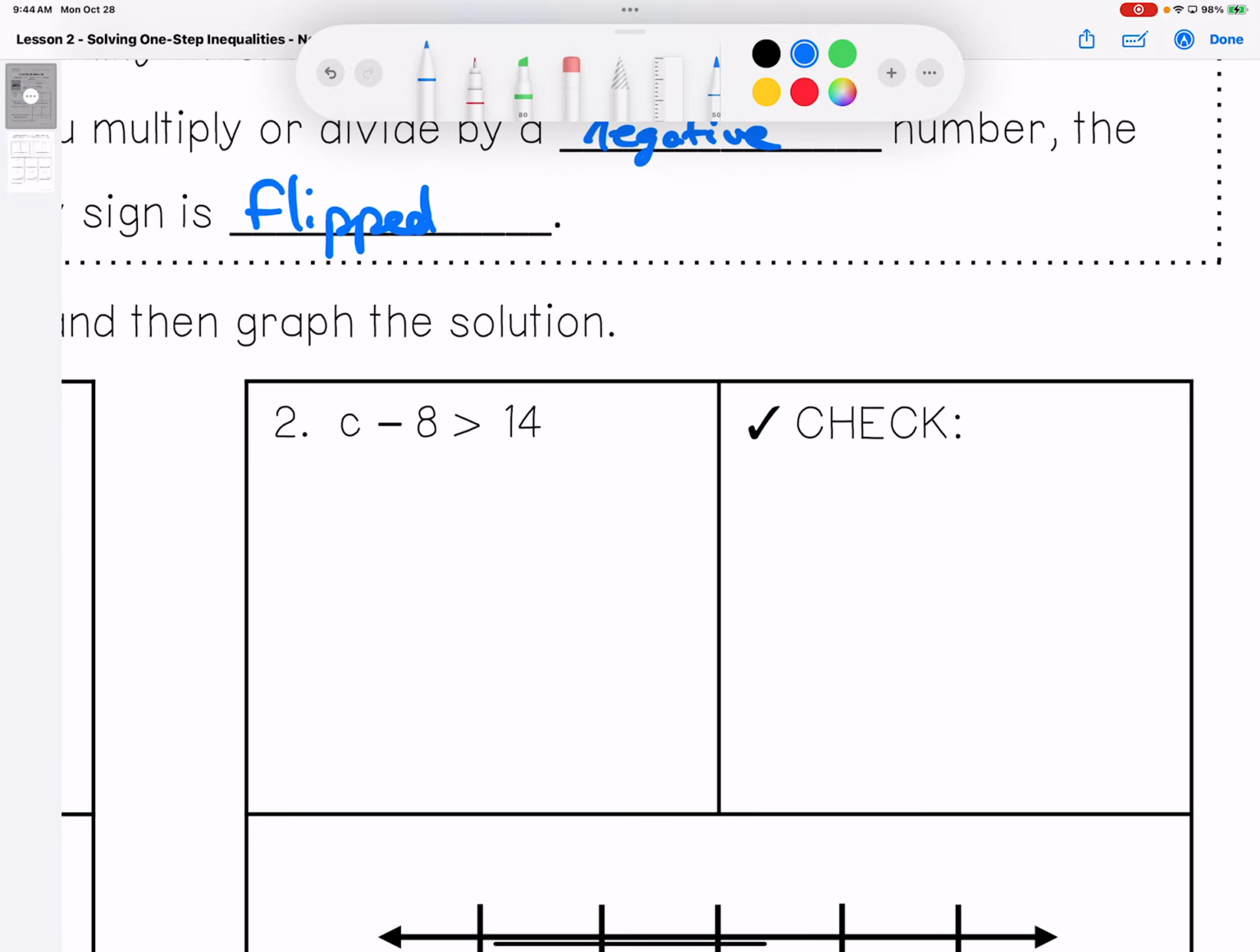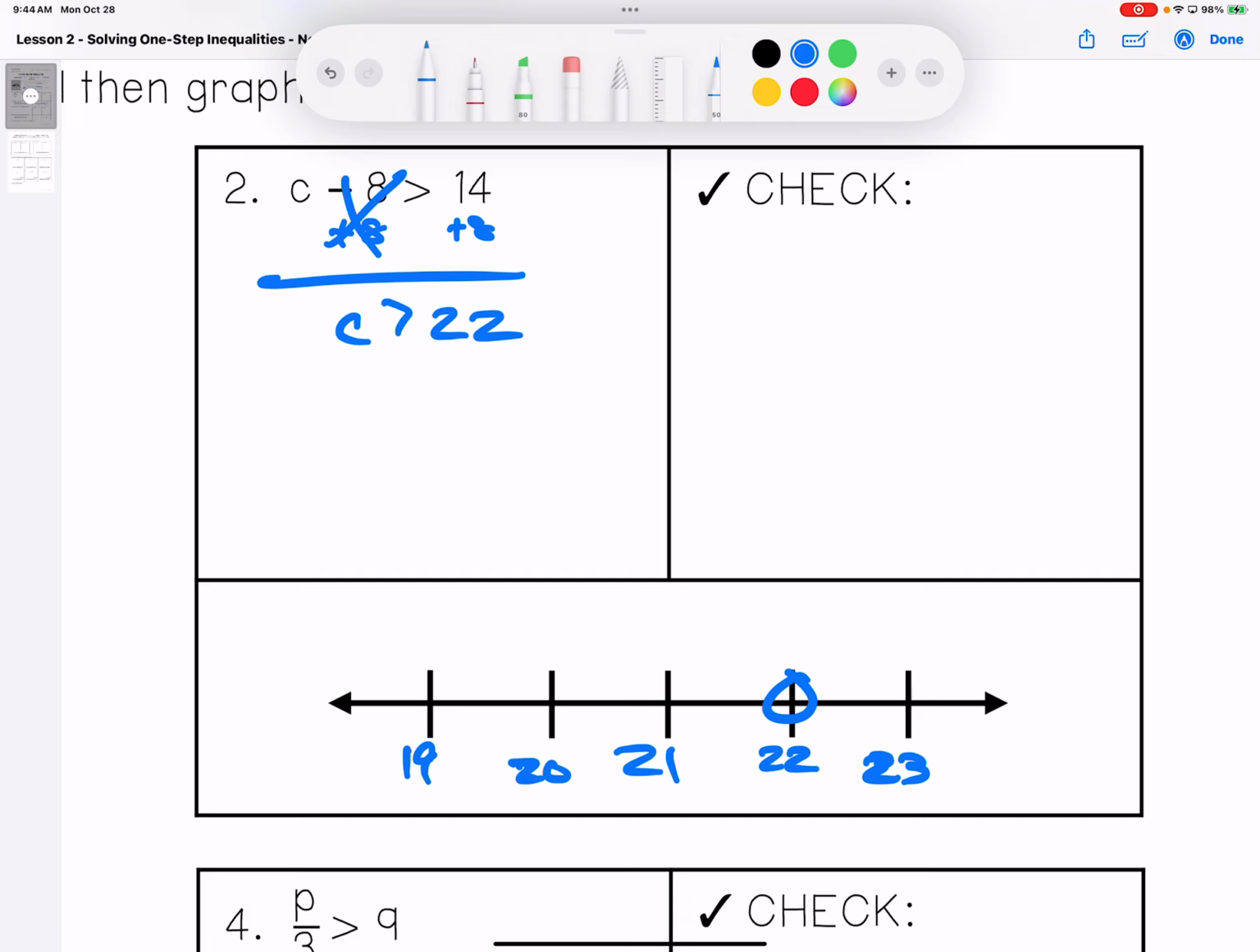Same steps as before: undo the subtraction. So I'm going to add 8 to both sides. I am left with C is greater than 22. Go down here and graph it. I'm going to put 22 here. You could have put 22 right in the middle if you'd wanted to, but you do not have to. Open dot on 22. Which direction is it going to go? All numbers greater than, so it's going to go to the right. I'm going to check that by picking 23 and plugging 23 in there. 23 minus 8 is greater than 14. That is 15. Is 15 greater than 14? Check, it is. Okay.